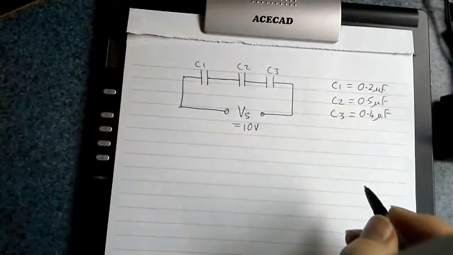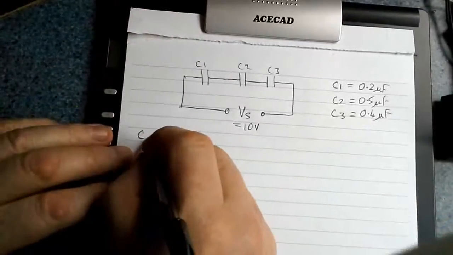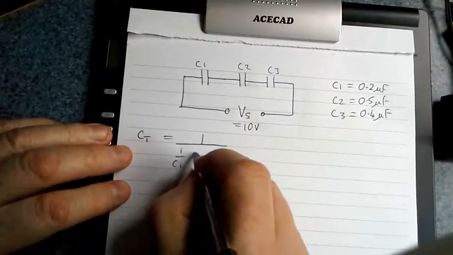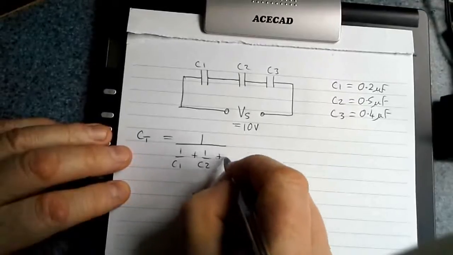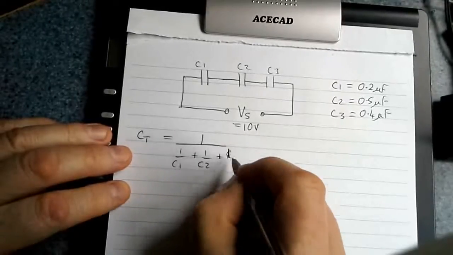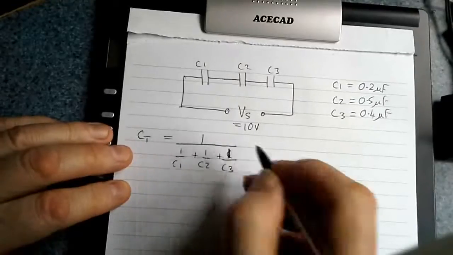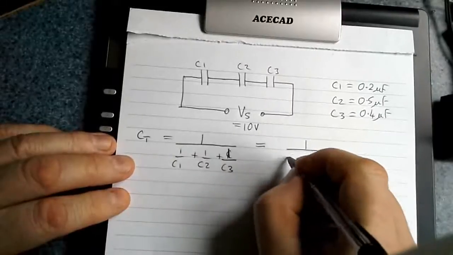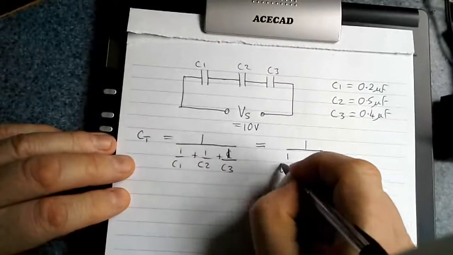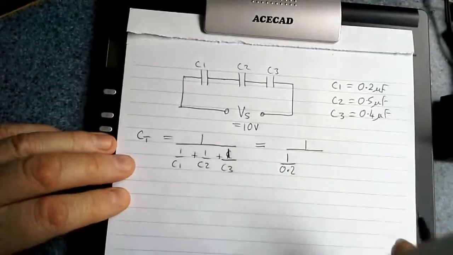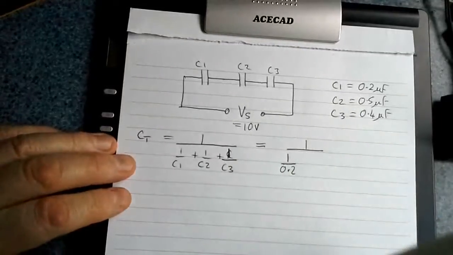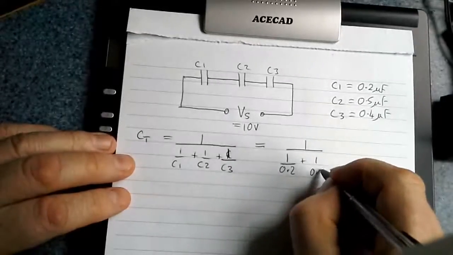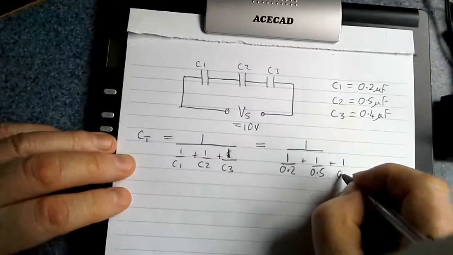To add them together we need the reciprocal method, so we'll call the total capacitance CT. That'll be equal to 1 divided by 1 over C1 plus 1 over C2 plus 1 over C3. Whoops, 1 over C3. I'm trying to go too fast. And with our values, that'll be 1 over 0.2. I'm not going to put 0.2 times 10 to the minus 6. I'm just going to put them in microfarads, and then I can expect the answer to come back in microfarads. So that's plus 1 over 0.5 plus 1 over 0.4.